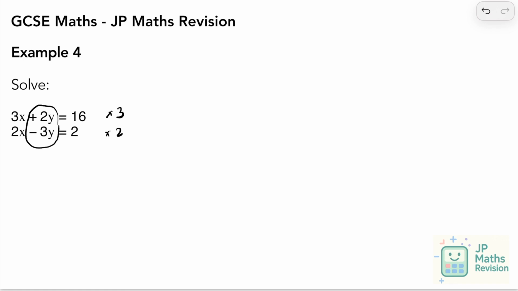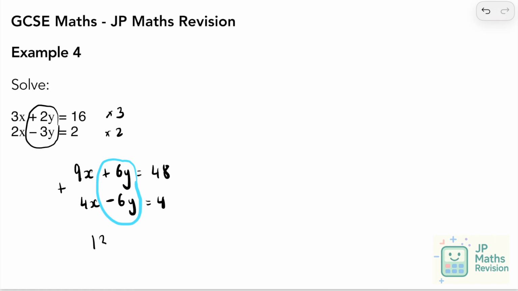But we can't just times one term by 3, we need to times the whole of the equation by 3. So the top equation becomes 9x plus 6y equals 48, and the bottom equation becomes 4x minus 6y equals 4. So now it's good because we have a term that's the same in both of them. So we're going to use the rule same sign subtract. In this case they're opposite because we have a plus 6y and a minus 6y. So we're going to add.